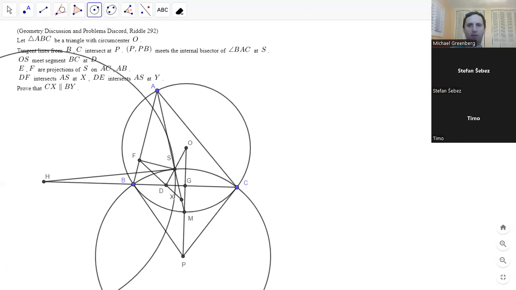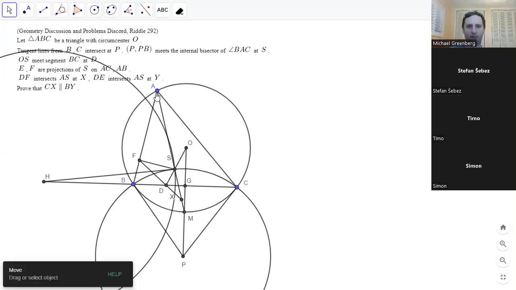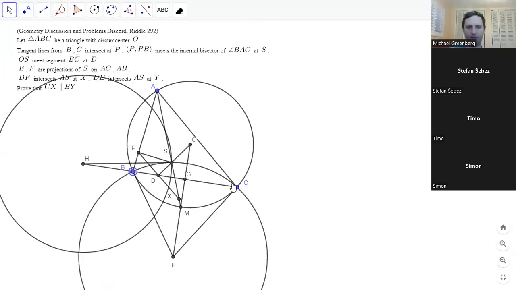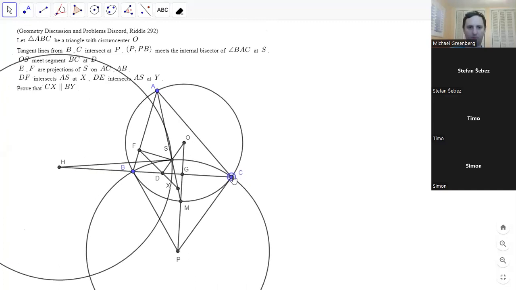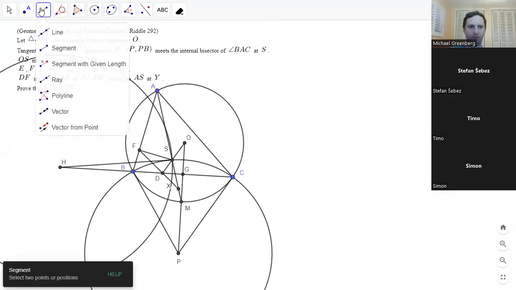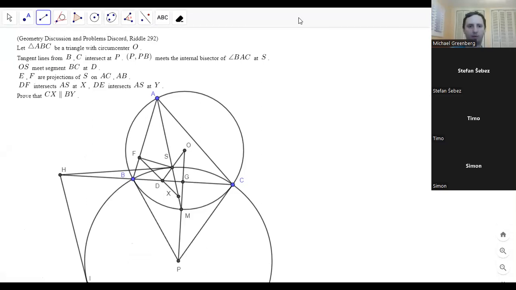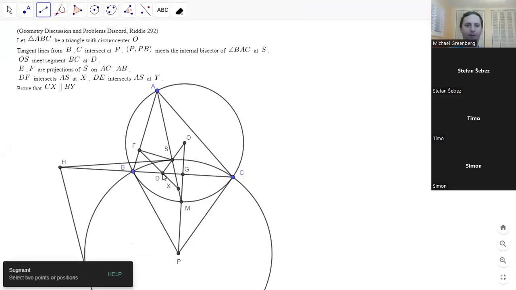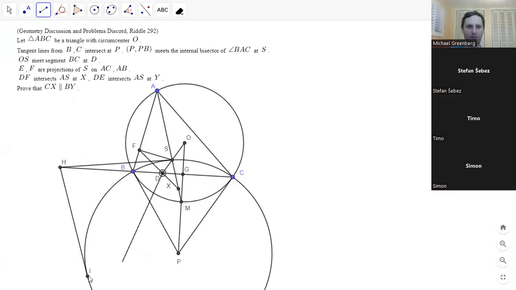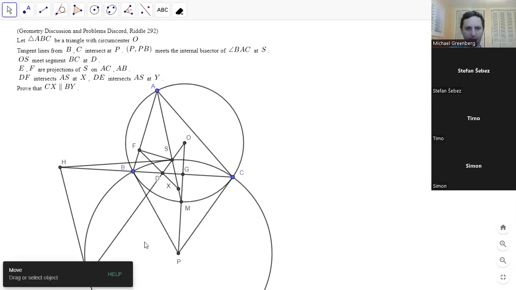Oh, whoops. Sorry, it's off the screen. Hey, Simon, thanks for rejoining. Okay, so this is the second tangent. There we go. Yeah, and now O, S, D, and I are collinear. Oh yeah, it's all right, Simon. I've had some issues with my connection too. Okay, so those are all collinear.